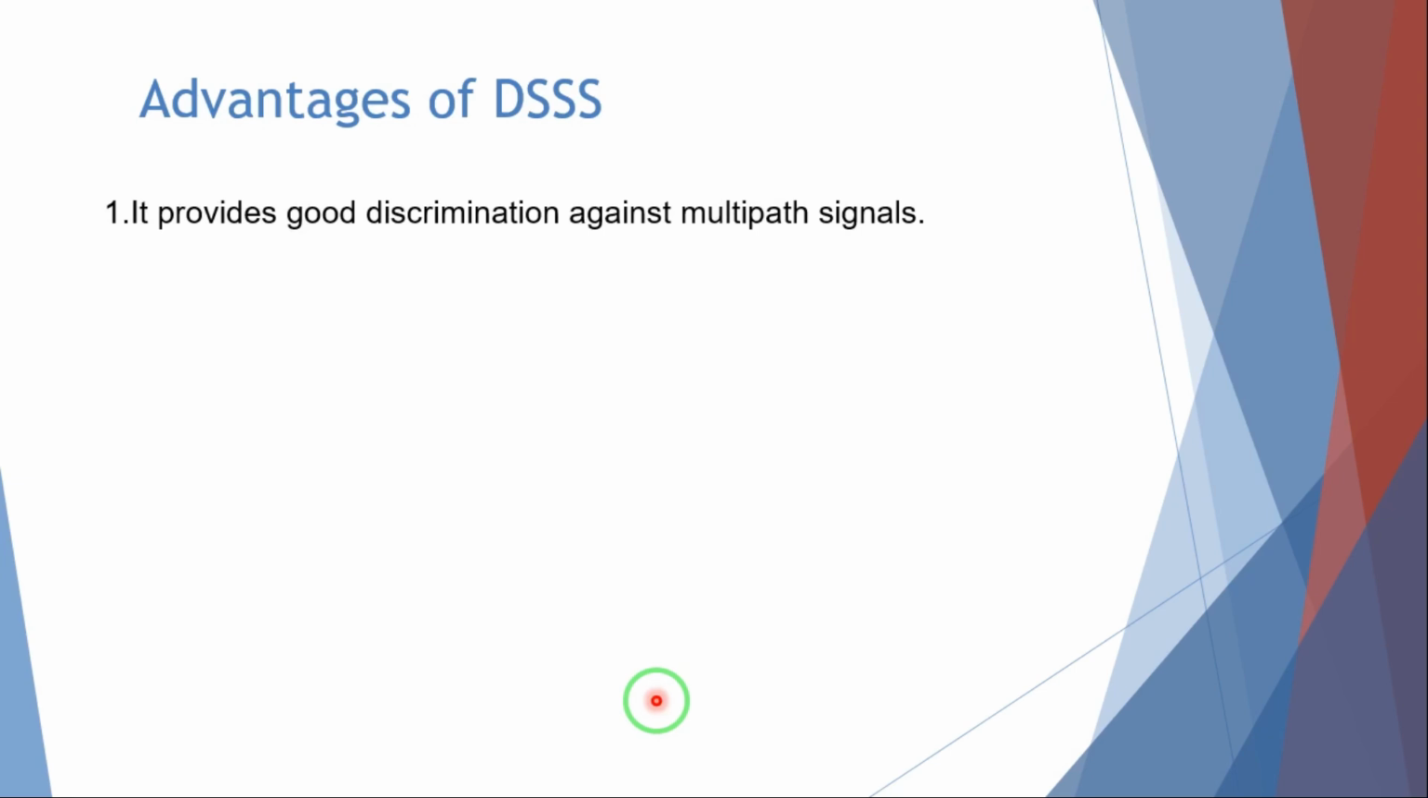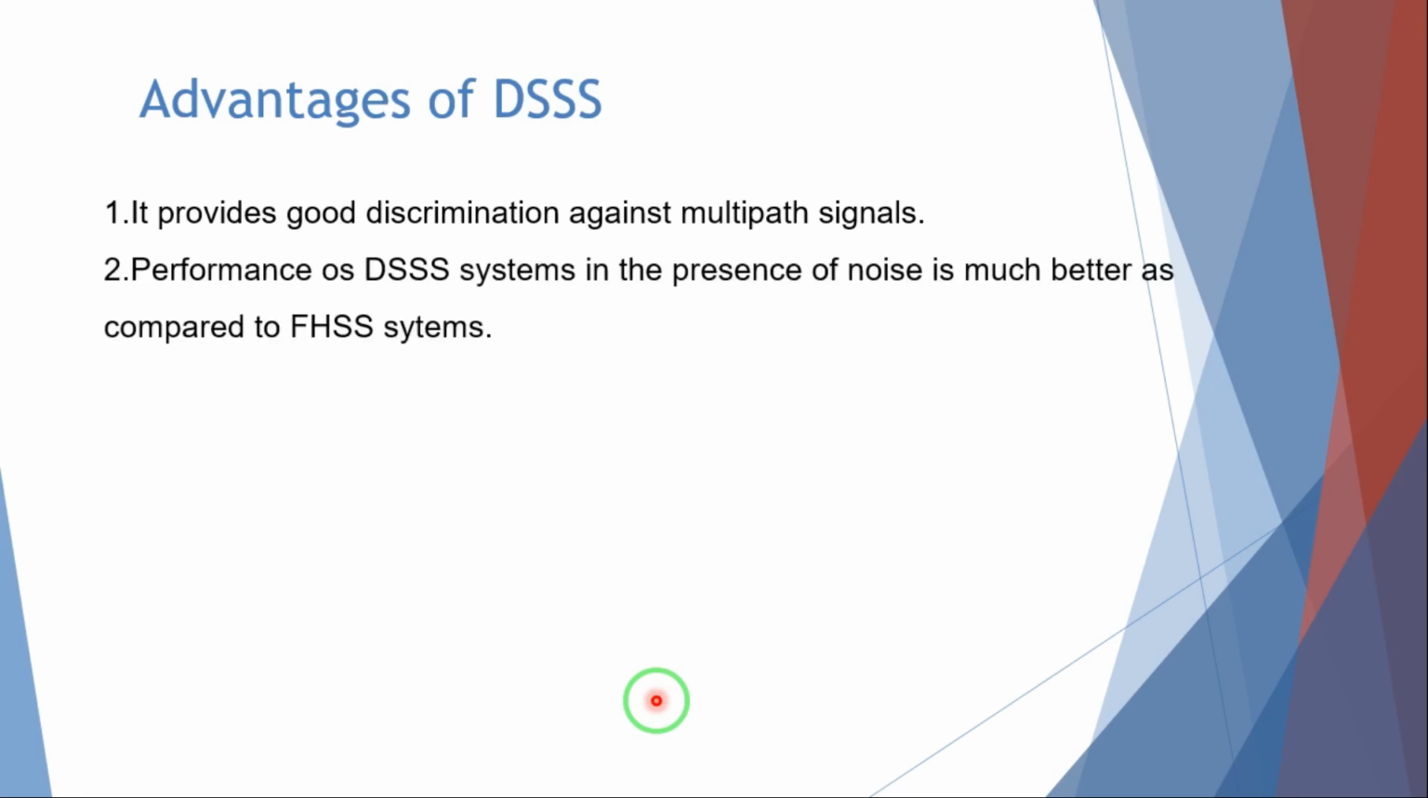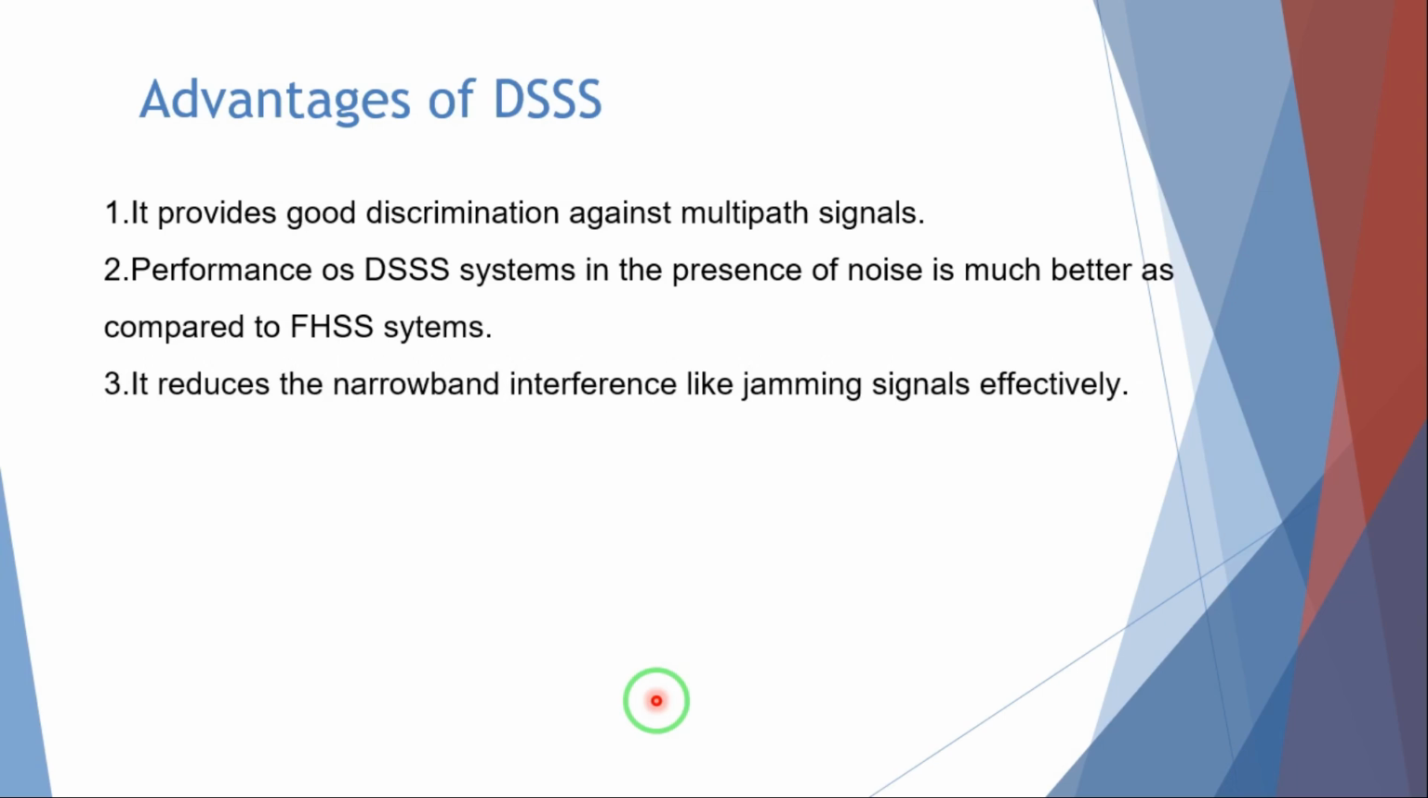Well, now, what are the advantages of direct sequence spread spectrum? It provides good discrimination against multipath signals, that we already discussed in the previous module. Performance of a DSS system in the presence of noise is much better as compared to an FSS system, frequency hopping spread spectrum, that we are going to see in the next module. And it reduces narrowband interference like jamming signals effectively.